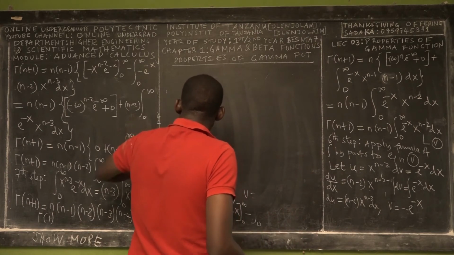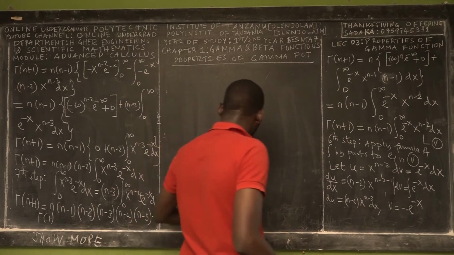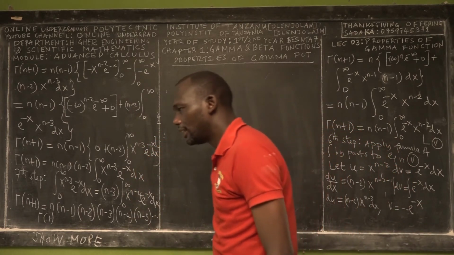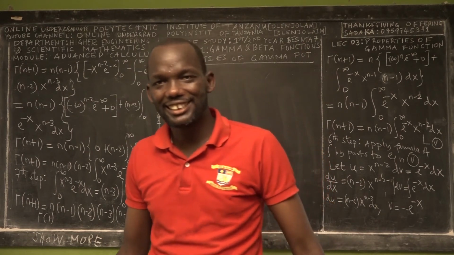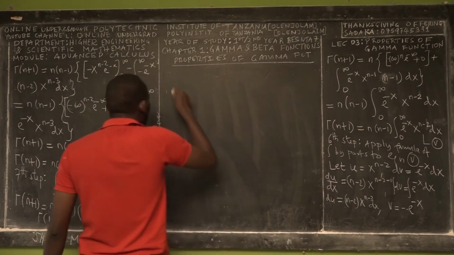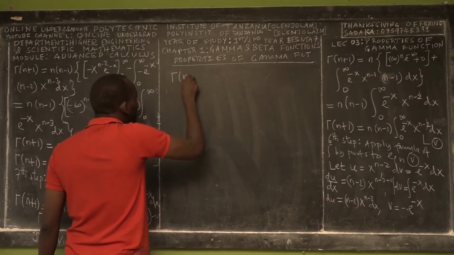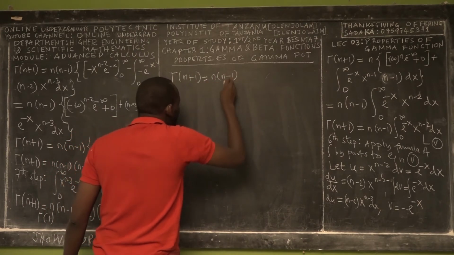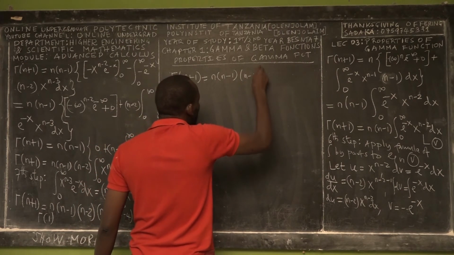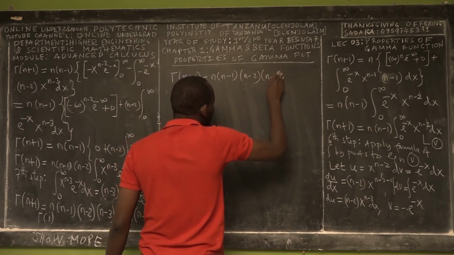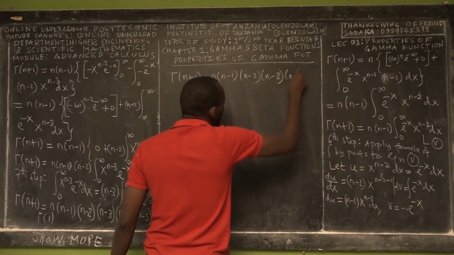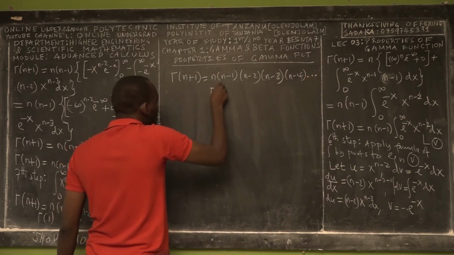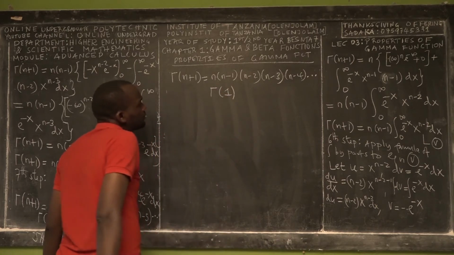So by doing integration by parts, first time, second time, third time, up to eight times, we can have this property now, that gamma of n plus 1, ladies and gentlemen, is equal to n times n minus 1, then n minus 2, then n minus 3, then n minus 4, etc., and the last one is gamma of 1.